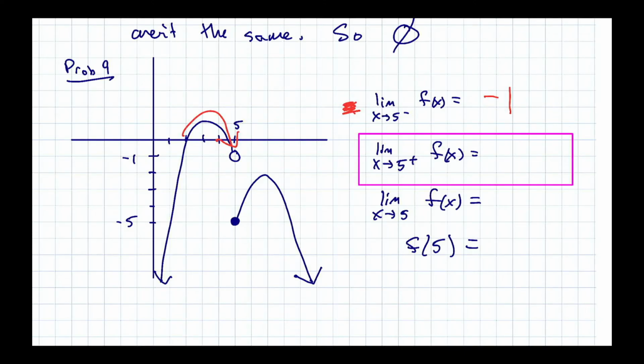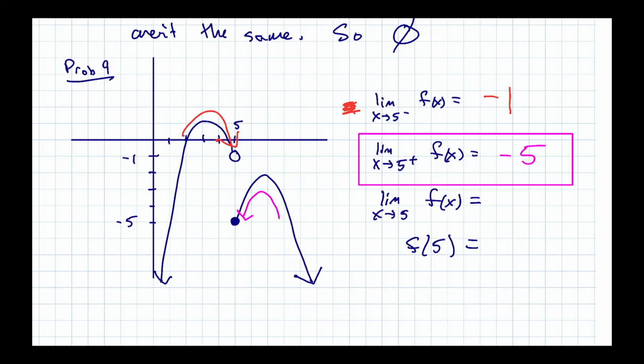Now for the limit from the right, which is what we actually are supposed to be doing, that'd be from the right. This is the right side. So you trace the curve this way, like that, and we're going to get to a y value of -5. So that's the answer there, -5.